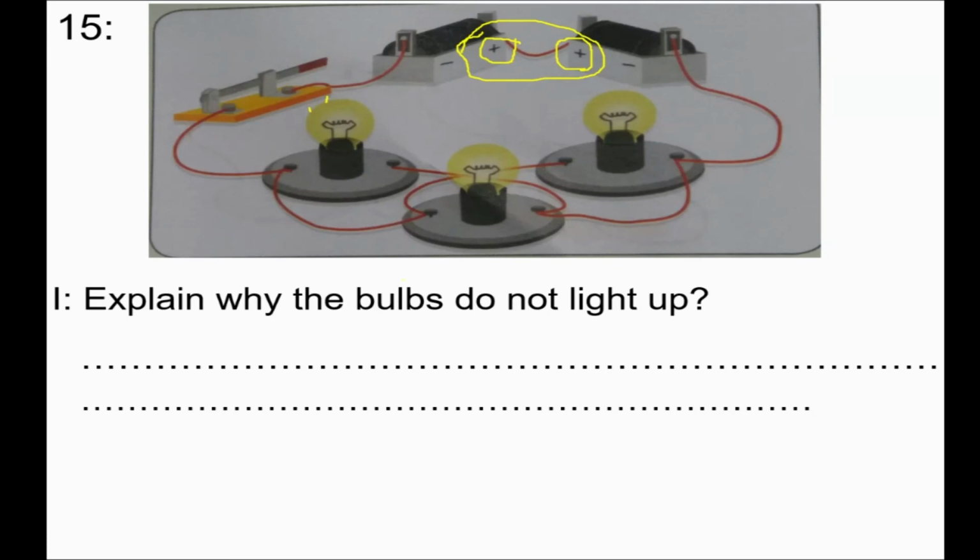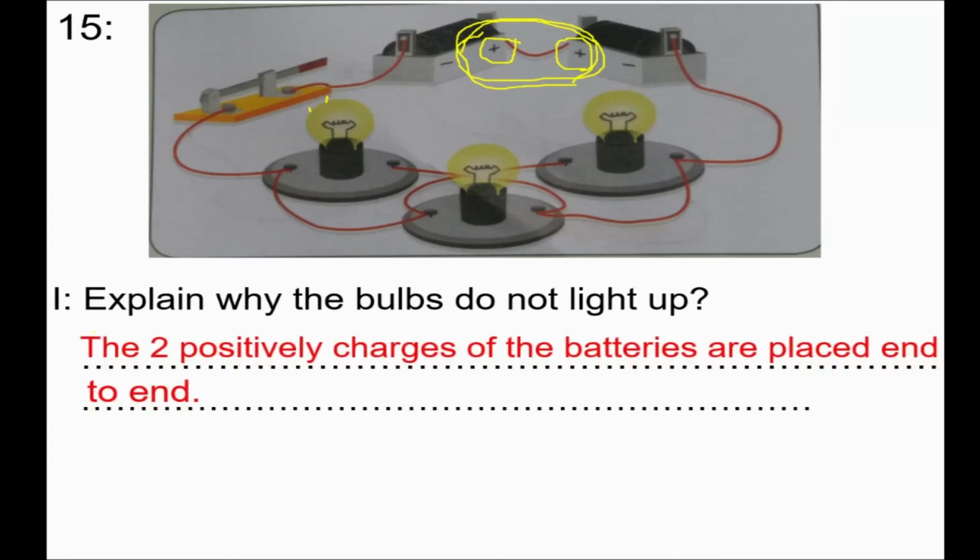So, explain why the bulbs do not light up. The question says explain why the bulbs do not light up. So the reason is that the two positive ends of the batteries are placed end to end.